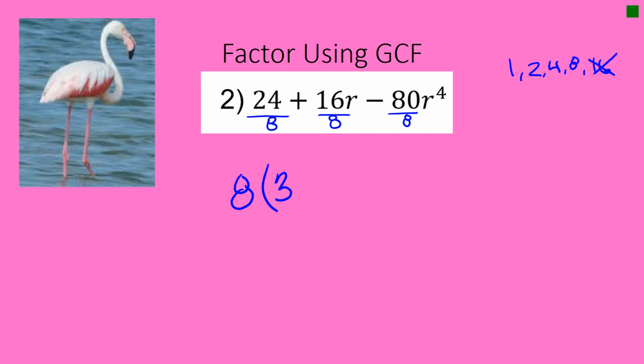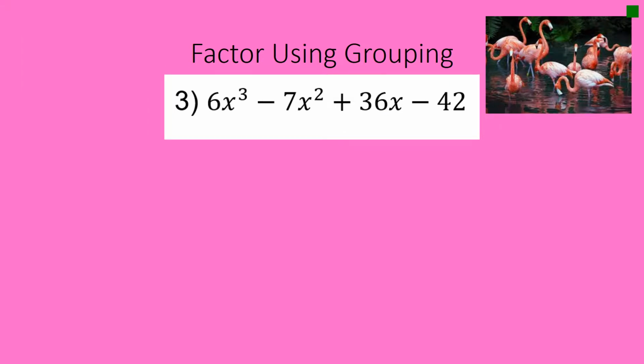24 divided by 8 is 3. 16 divided by 8 is a positive 2 with an r. Negative 80 divided by 8 is negative 10 with an r to the 4th. I can't do anything else with that. I'm just going to use my little GCF. Okay, now grouping. How do I know this is grouping? There are 4 terms. So grouping.